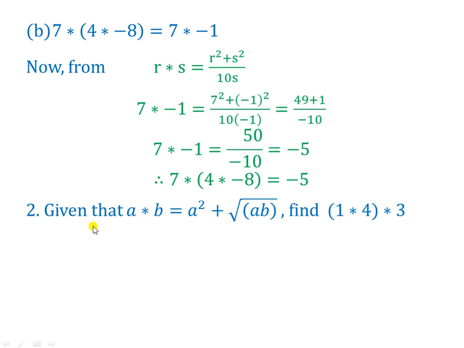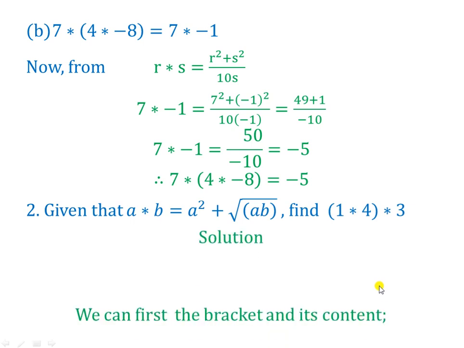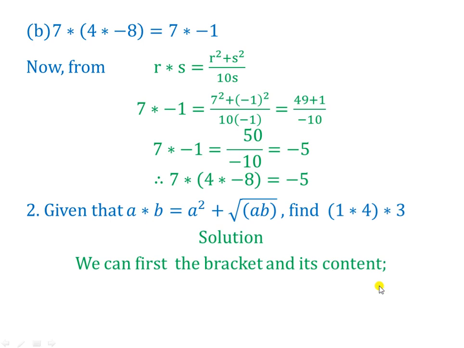Now question 2 says, given that a * b is equal to a squared plus square root of ab, find 1 * 4 in brackets then * 3. Now when you come to such cases, you first deal with what is in the bracket for simplicity. So I am going to be looking for 1 * 4 first.